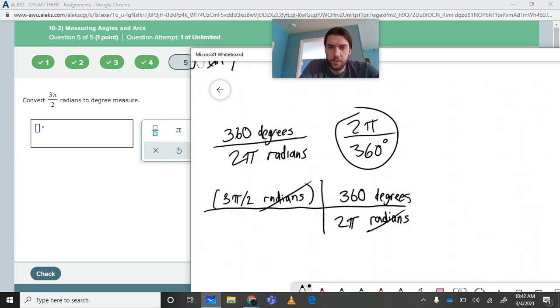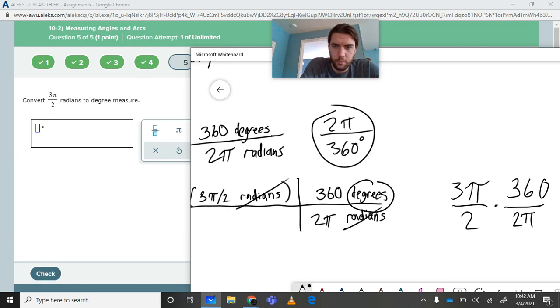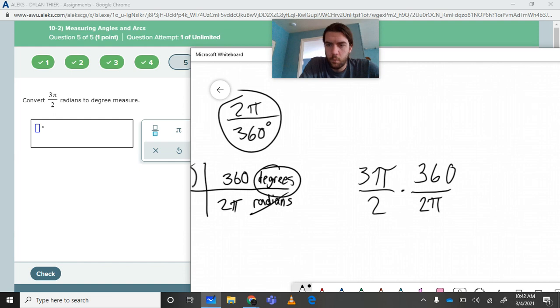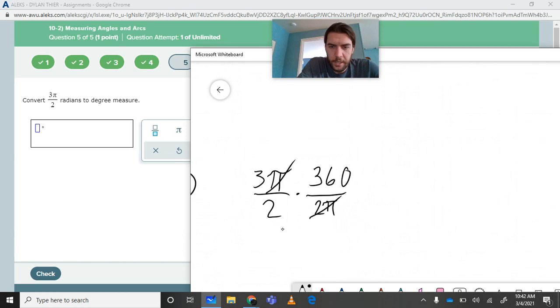So we have 3 pi over 2 times 360 divided by 2 pi. So let's write that a little more cleanly. 3 pi over 2 times 360 over 2 pi. And we know that our answer will be in degrees. Well, our pi's will cancel out. 360 divided by 2 would be 180. So we have 3 times 180, which would be 360 plus 180. So 540 degrees.